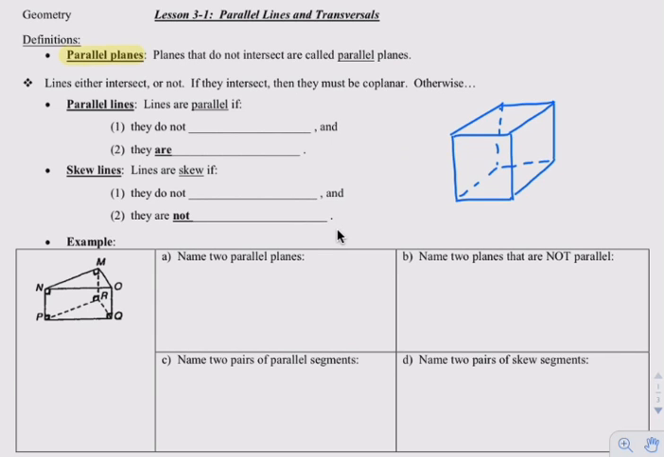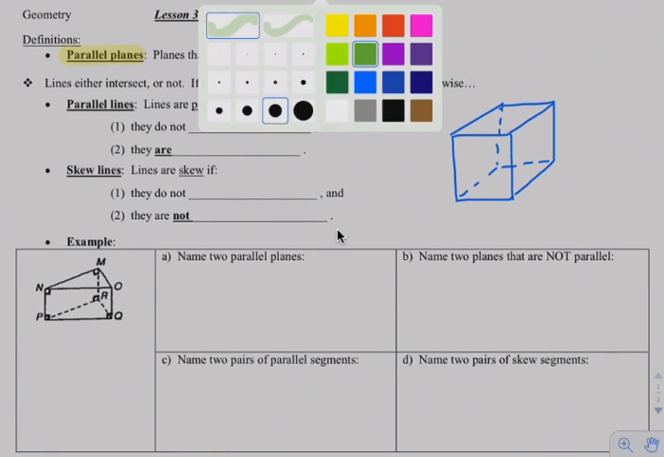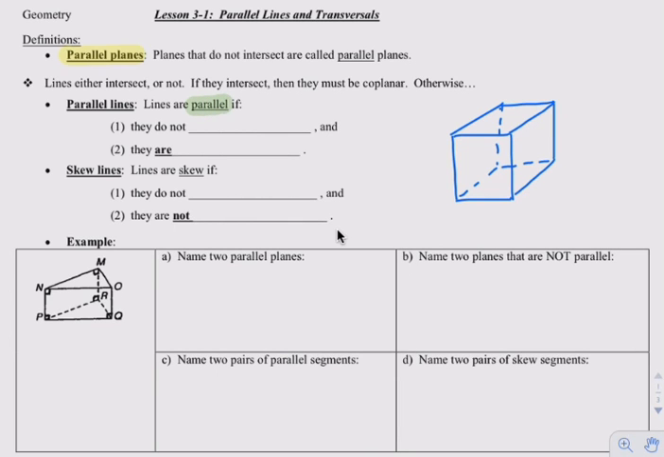So lines are parallel. The definition is lines are parallel if they don't intersect, but also they have to be coplanar. That means that there is a plane that can go through the two lines. So for example, let me make it a line. This line and that line are parallel because they're not going to intersect and they're in the plane, which is the top of the box there.